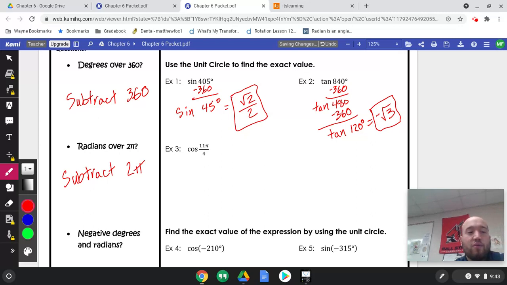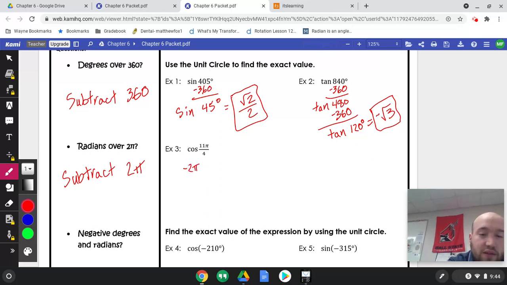Now, some of you might be wondering, how do I know if it's bigger than 2 pi? If we look here, cosine of 11 pi over 4. A good way to check real quick: the denominator is 4, times that by 2, that's 8. 11 is more than 8, so we know it's more than 2 pi. So we're going to subtract 2 pi.